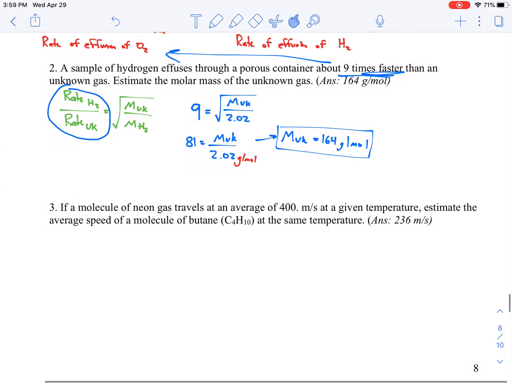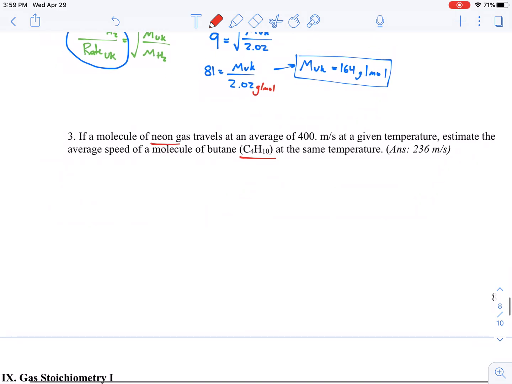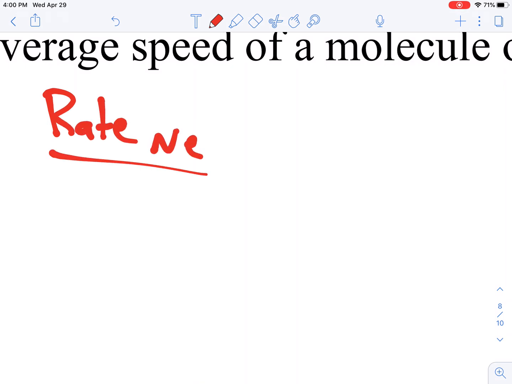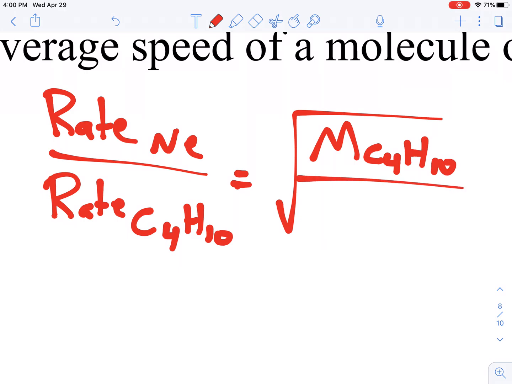All right, let's try one more. This time we're going to compare neon. Neon is a noble gas on your periodic table to butane, which is a gas that has a formula C4H10. We don't really know the molar masses of these yet, so I'm just going to put neon on top just to get one up there. So we know that the rate of neon over the rate of this butane, which is C4H10, is equal to the square root of the molar mass of butane, C4H10, over the molar mass of neon, which again is straight off of your periodic table.